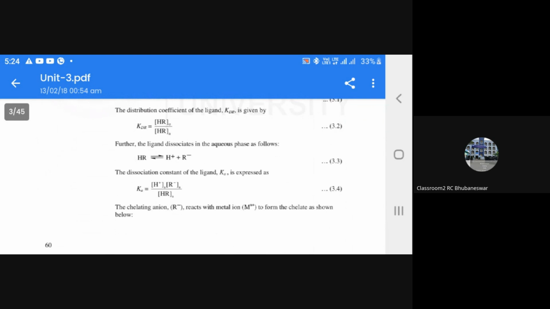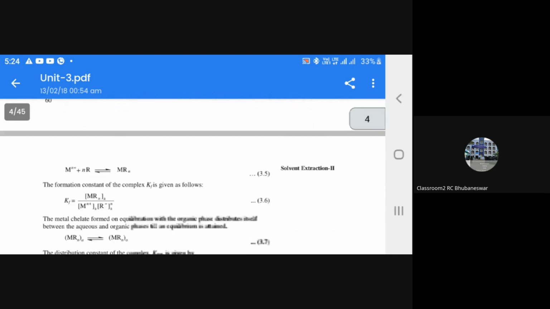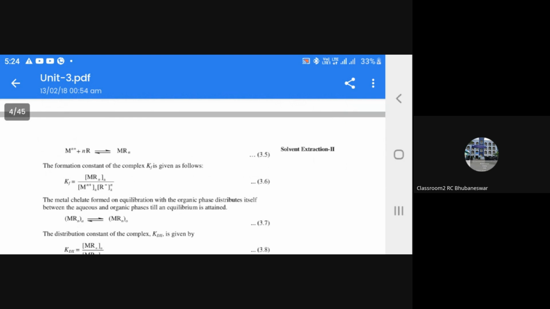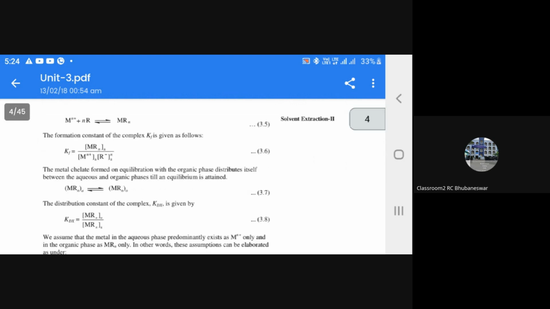Now, the chelating anion, R-, will form the chelate with the metal. It reacts with the metal to form the chelate, as shown here. So Mn+ plus nR-, with n negative charges, will be in equilibrium with MRn. The formation constant of this complex, Kf, will be written by this equation: concentration of product over product of concentrations of reactants.